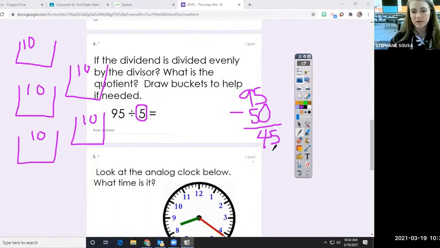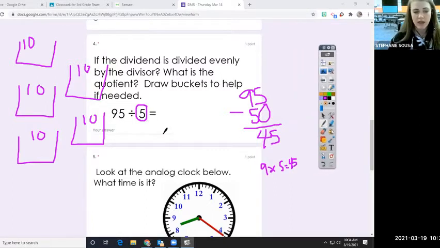I know my 5 facts really well, so I know that 9 times 5 is equal to 45. So I can multiply to figure out that I need 9 more. 10 plus 9 is equal to 19. So your answer is equal to 19.